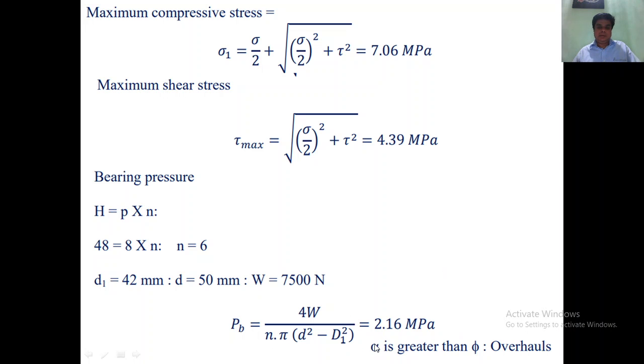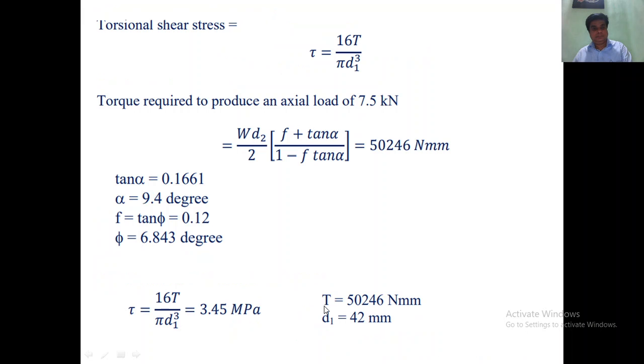So again, last is alpha, that is the helix angle is greater than phi. So helix angle is greater than phi means it is overhauling condition. So that particular device, it overhauls. So when you release the force, the load will come down, it will descend by itself. It's an overhauling condition because alpha is greater than phi. You can see here alpha is greater than phi, pressure angle.